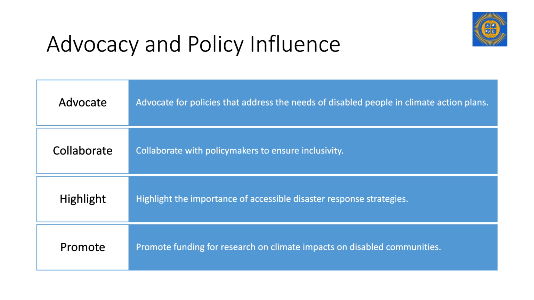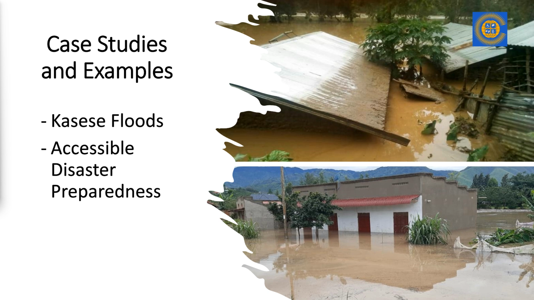Advocacy and policy influence are another key to creating lasting change. We need to advocate for policies that address the specific needs of disabled people in climate action plans and work closely with policymakers to ensure inclusivity. Highlighting the importance of accessible disaster response strategies and promoting funding for research on climate impacts on disabled communities are also essential steps.